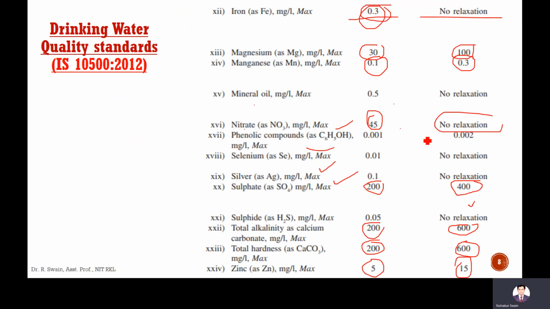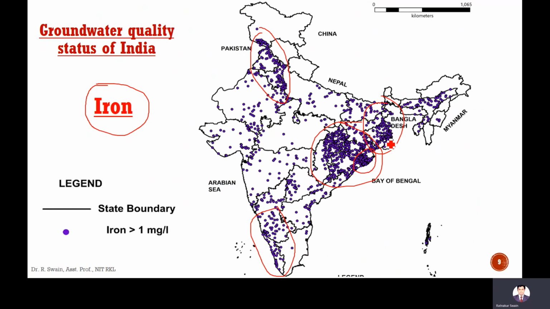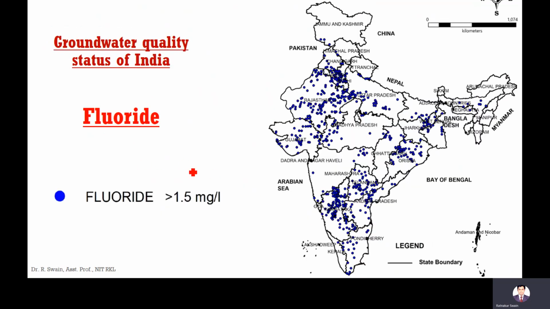0.3 is acceptable. So if it is more than 1, the drinking water is not suitable. It should not be a source for drinking water. Next is fluoride. If the fluoride content is more than 1.5, then it's not allowed.